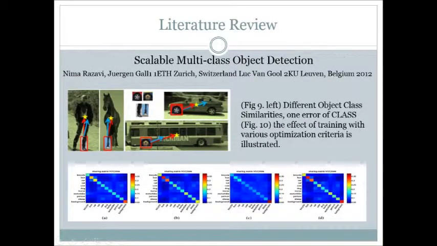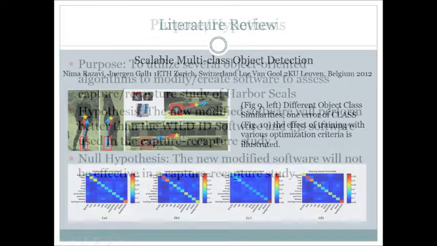In 2012, Van Gool, a Belgian scientist, worked on scalable multi-class object detection in Leuven, Belgium. Van Gool tested the neighborhood searches portion of the CLASS method with several classes of random objects found on the internet. Figure 10 shows the effective training with various optimization criteria illustrated.